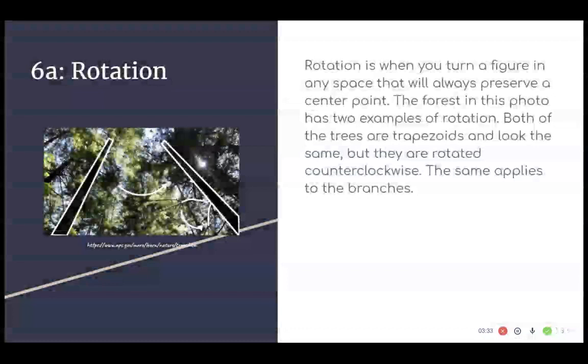Rotation is when you turn a figure in any space that will always preserve a center point. The forest in this photo has 2 examples of rotation. Both of the trees are trapezoids and look the same, but they are rotated counterclockwise. The same applies to the branches.